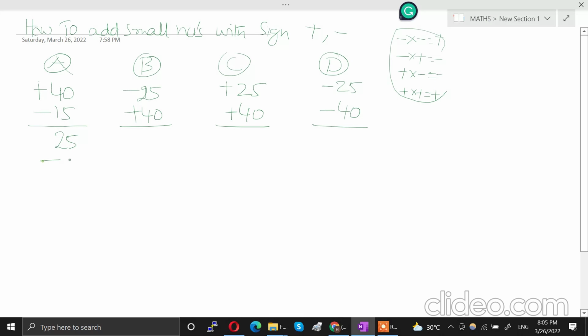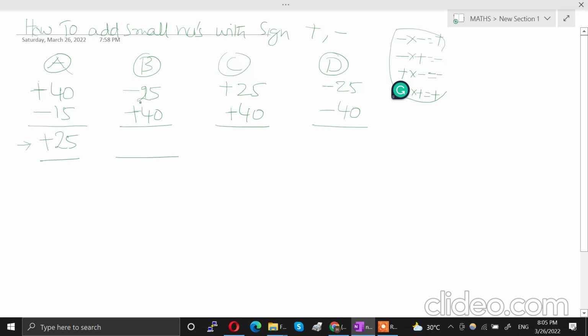Now what symbol do you have to put in front of this 25? You have to put plus, because the bigger number has the plus symbol in front of it. The bigger number is 40, so it has a plus symbol, and the result also will have plus, positive. So it is positive 25.